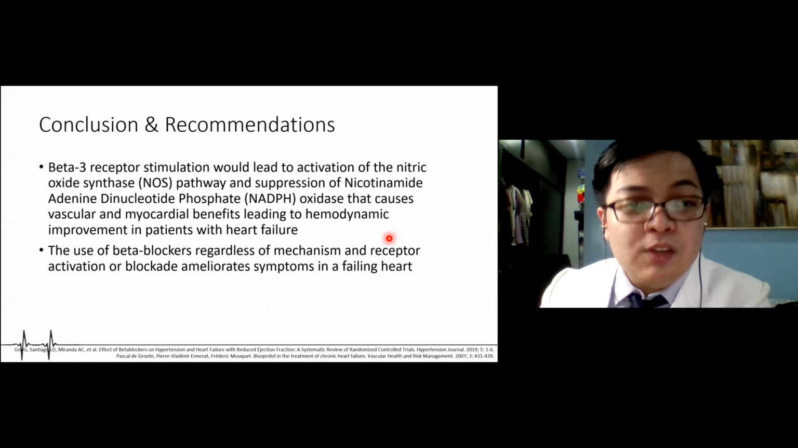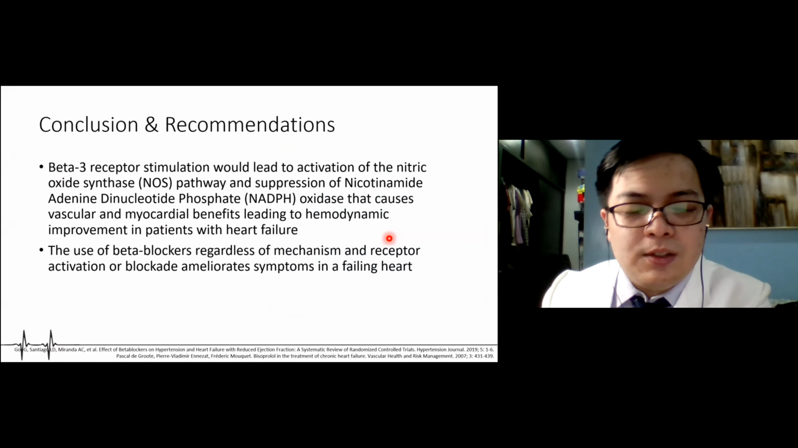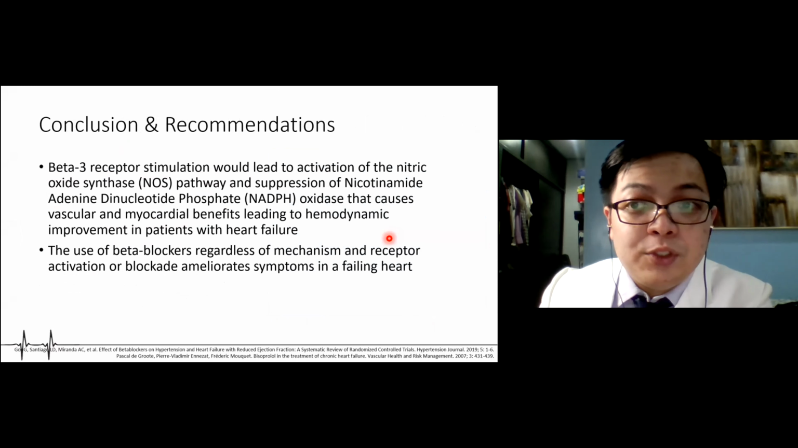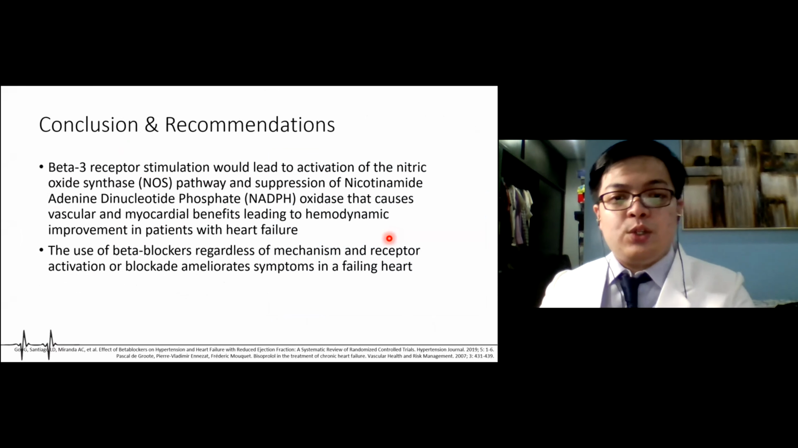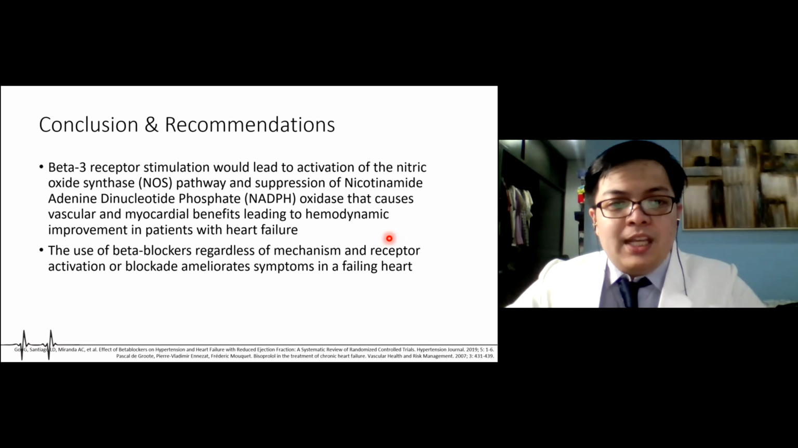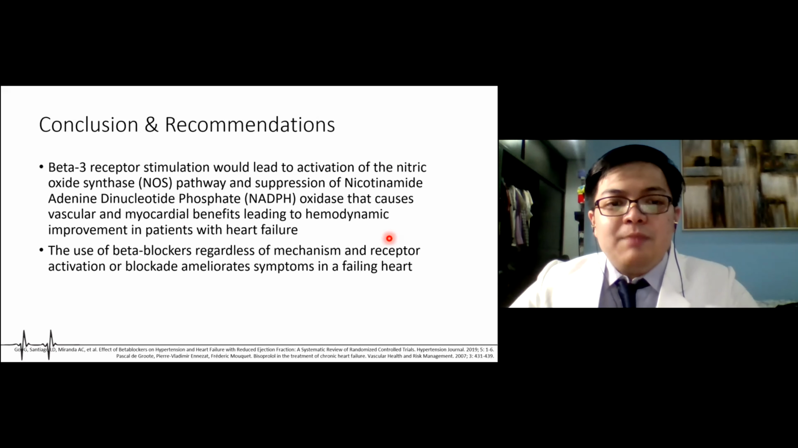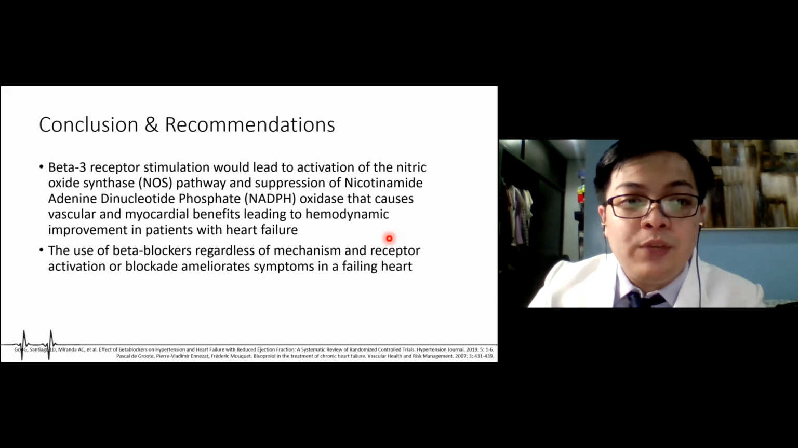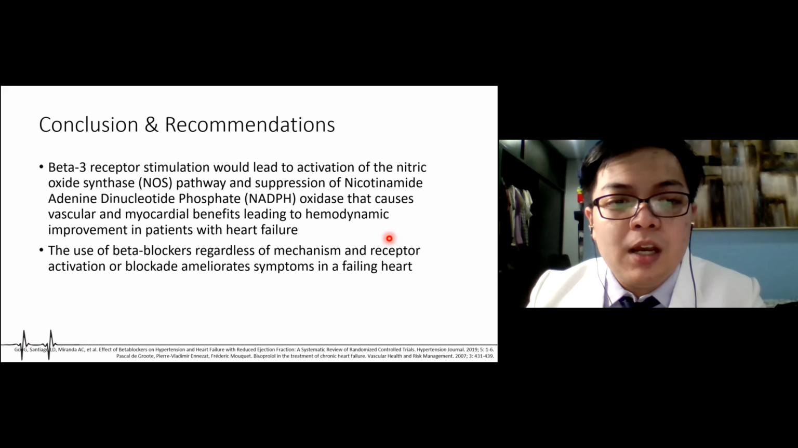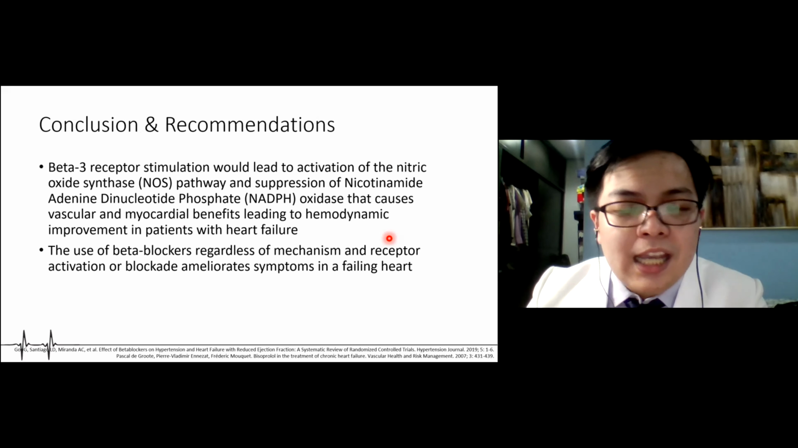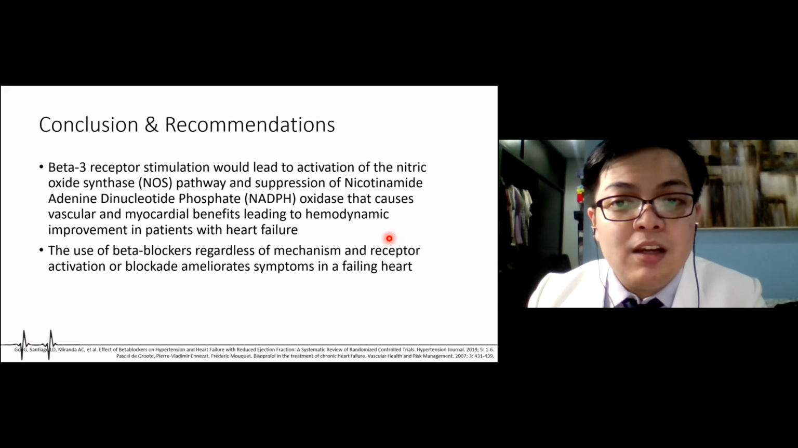So what are the conclusions of this talk? What we want to say is that the beta 3 receptor stimulation would lead to an activation of the NOS pathway and a suppression of your NADPH oxidase that causes vascular and myocardial benefits, as we've shown in the diagram earlier, leading to hemodynamic improvements in patients with heart failure. And the use of beta blockers, regardless of mechanism and receptor activation or blockade, ameliorates your symptoms in a failing heart.